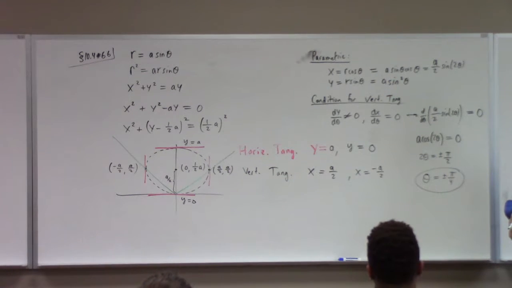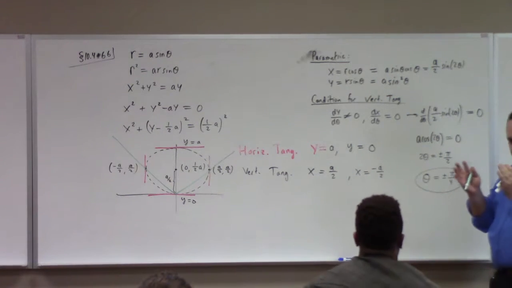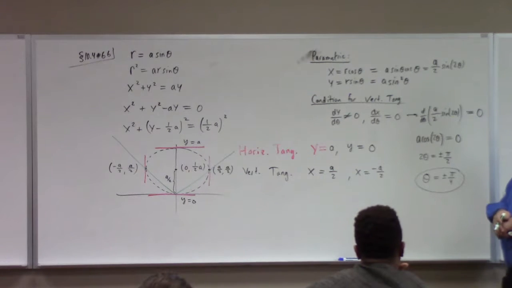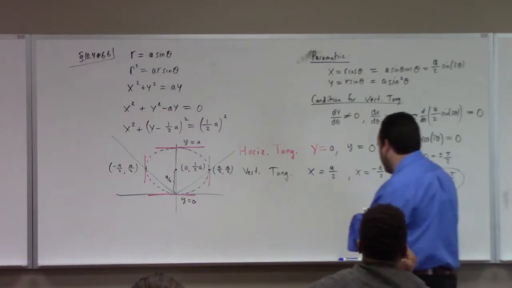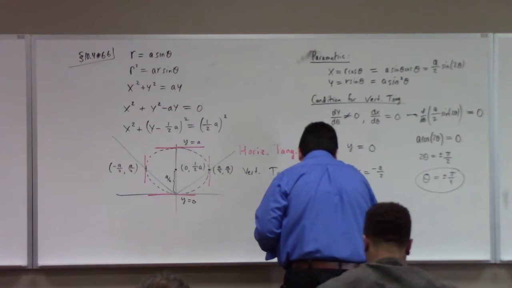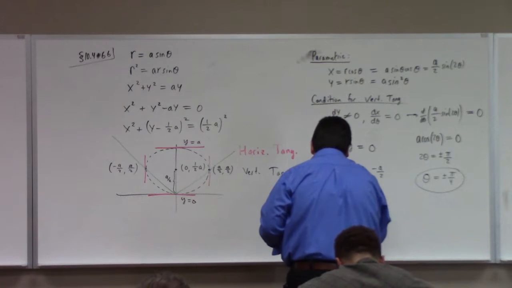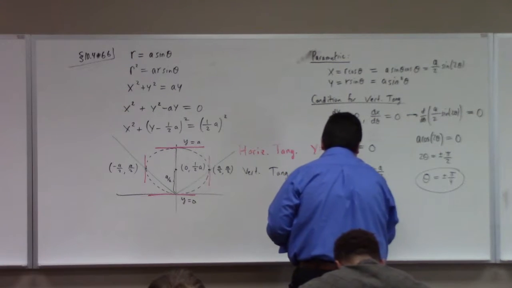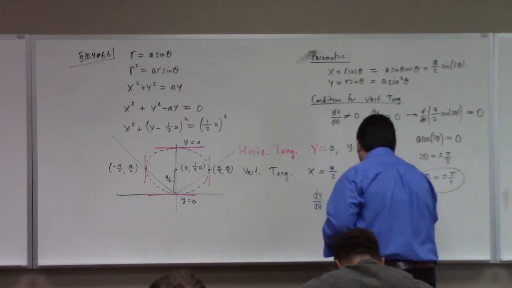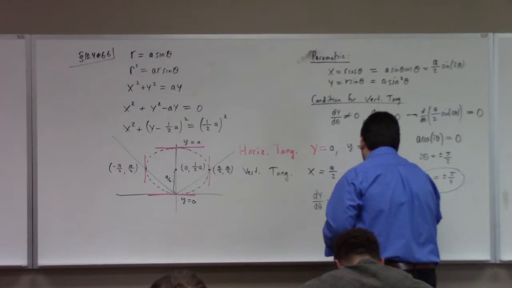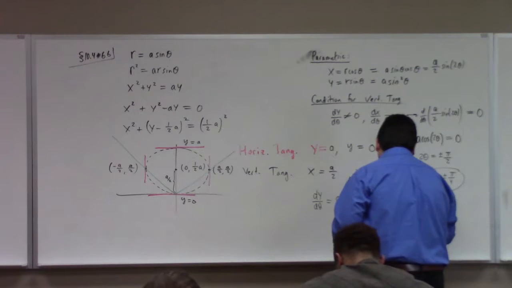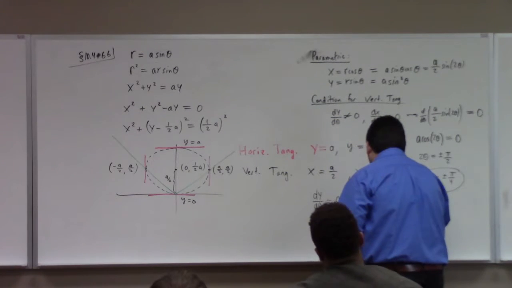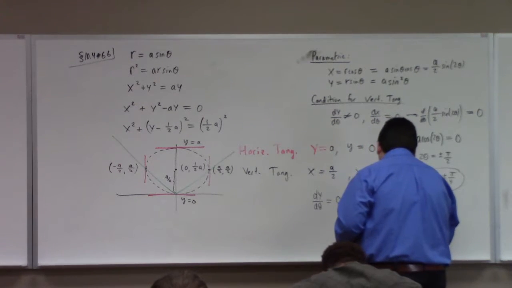And what's a vertical tangent? A vertical tangent is x equals some value. Then for the horizontal tangent, we have to solve dy d theta equal to 0, which gives me 2a sine theta cosine theta equals 0, which is, by the way, the same as a times the sine of 2 theta equals 0.